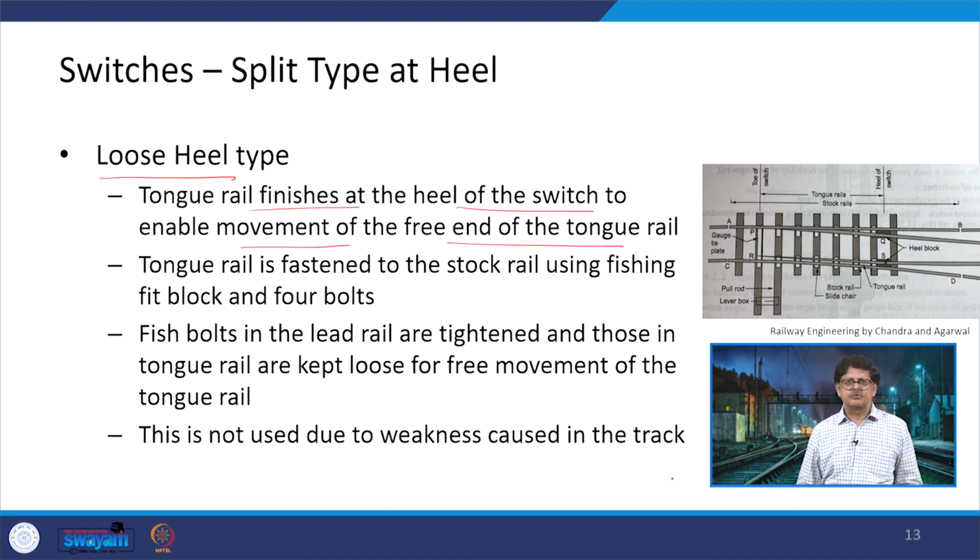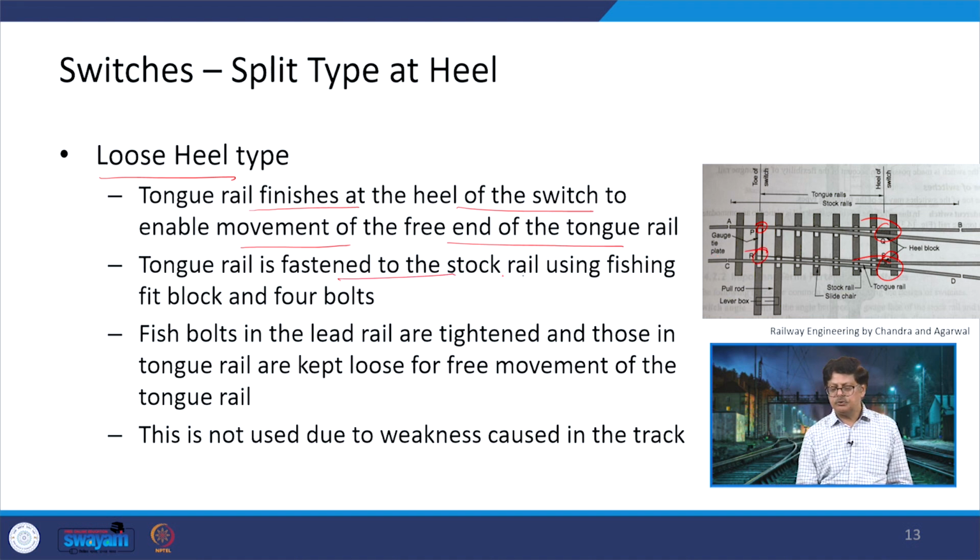So, at the heel of the switch, say if we are talking here, there is a heel block at this location and a heel block here at this particular position. The tongue rail finishes at the heel of the switch to enable movement of the free end of the tongue rail. This is the free end of the tongue rail at the toe.